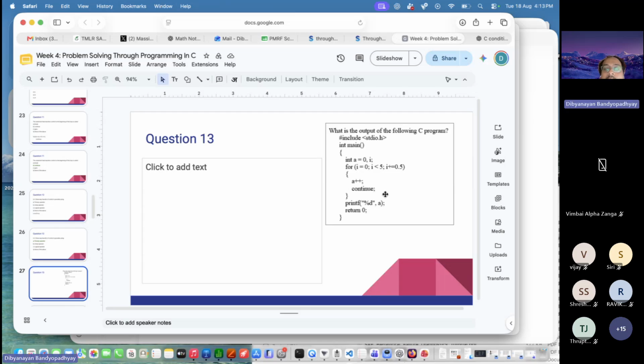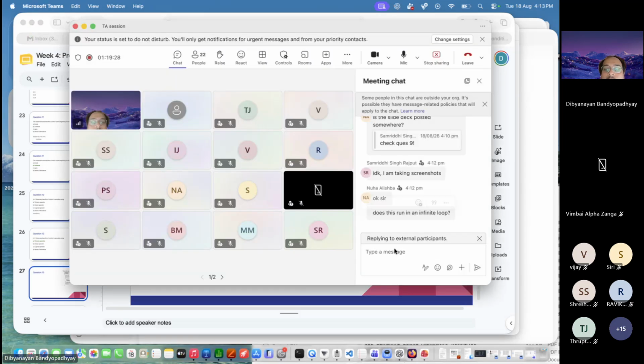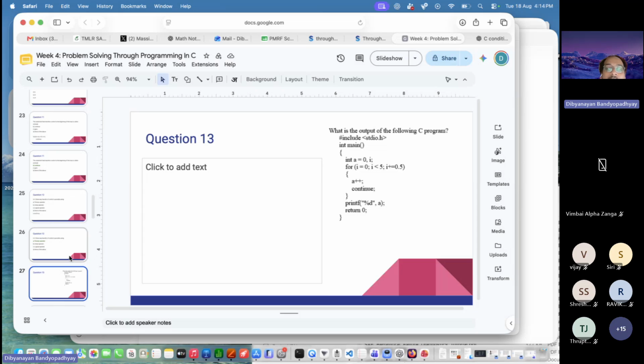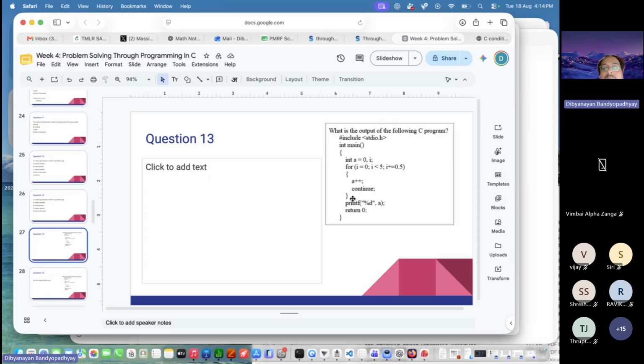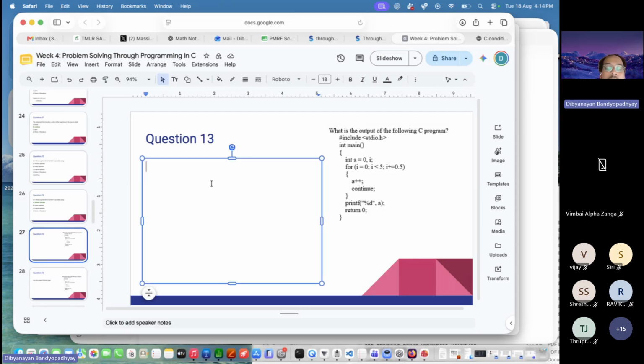So what is the answer of it? Anybody? Yes, yes, it is an infinite loop. So can anybody confirm actually why it is infinite loop? The thing that is happening here is that at every step, if you just increment the value of a by 1, a plus plus.